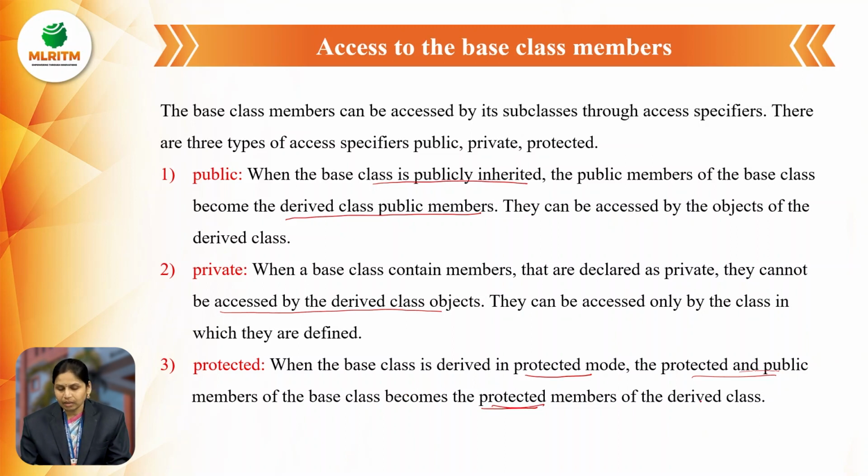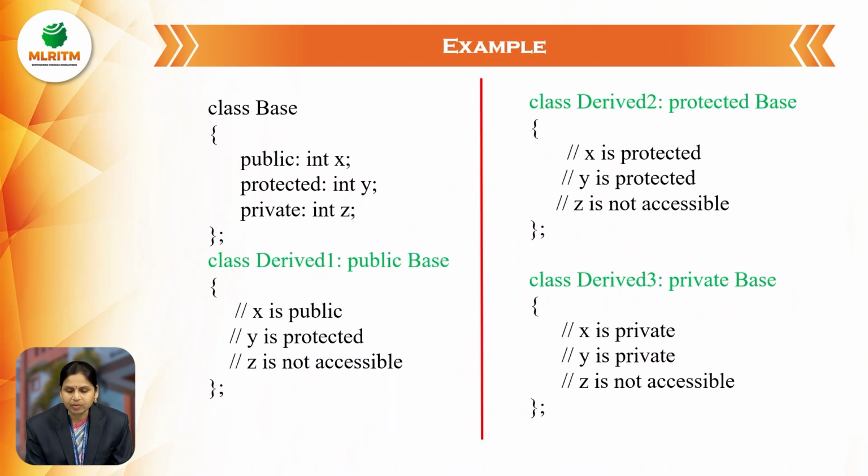Okay, I will explain this concept with an example. The first one is the base class. Here the base class contains variable x as public, y variable as protected, and z variable declared as private. Three variables are declared using three different access specifiers: int x is public, int y is protected and int z is private. The private members cannot be accessed outside the class.